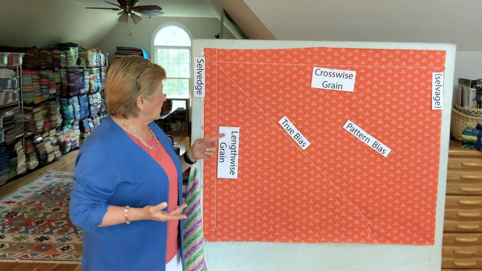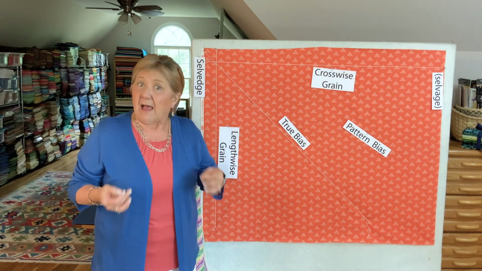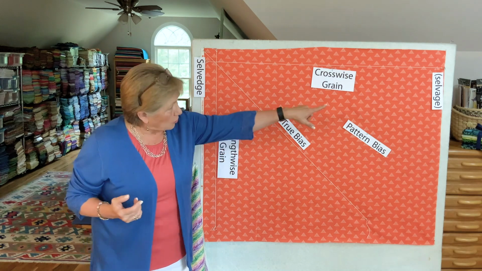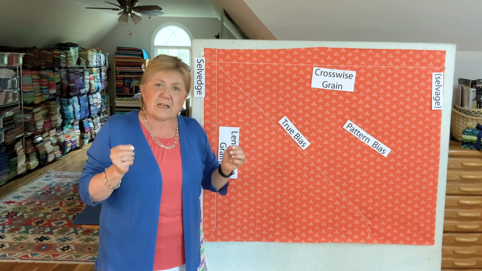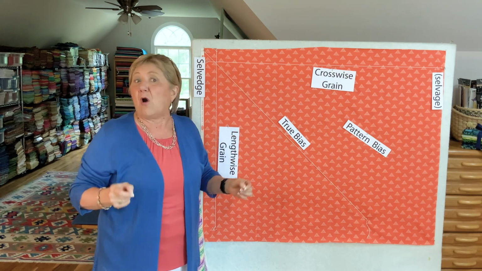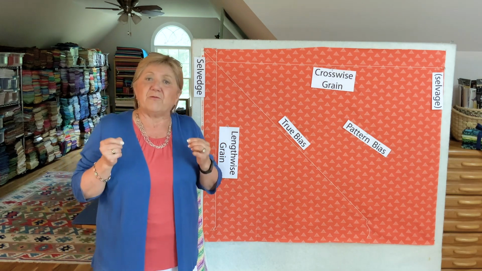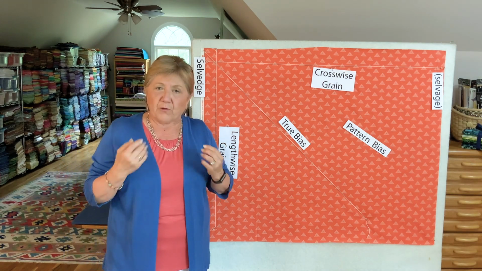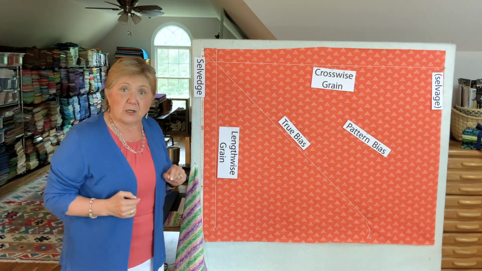Let's start at the beginning with salvages. Salvages are actually self edges. That's what they mean. And it can also be spelled selvage like you see on the other side over there. But they are finished edges that run the entire length of every piece of fabric that you buy. They are made from very tightly woven threads. They frequently have information on them.